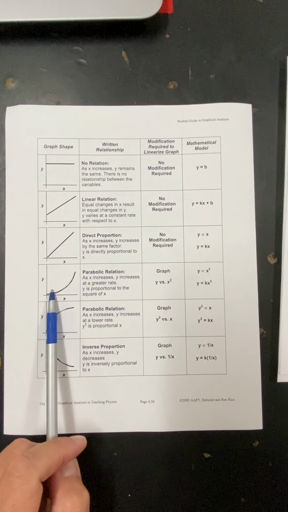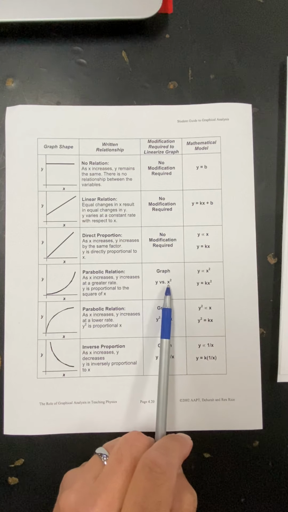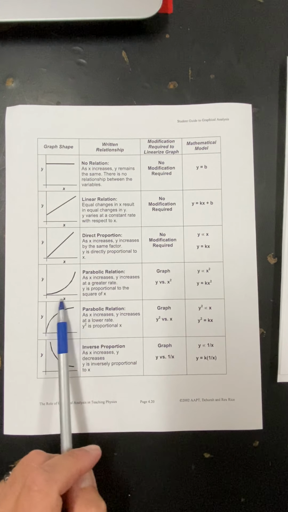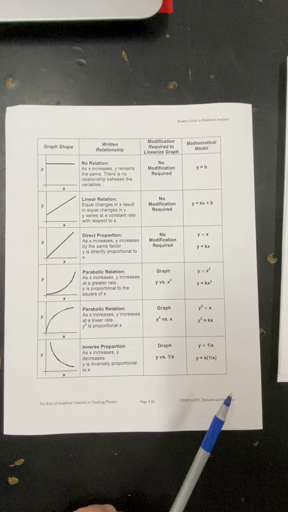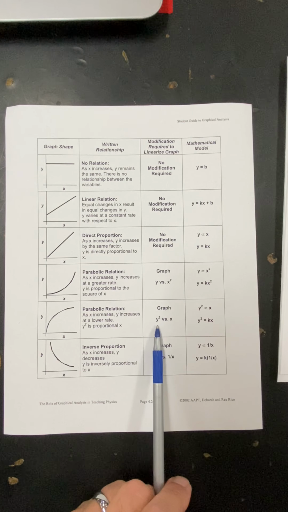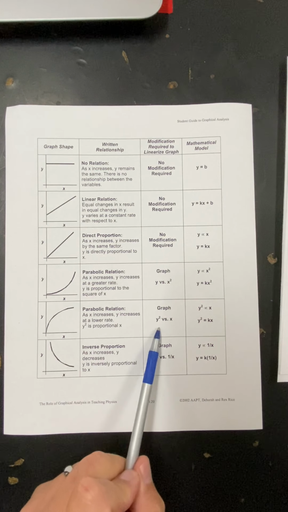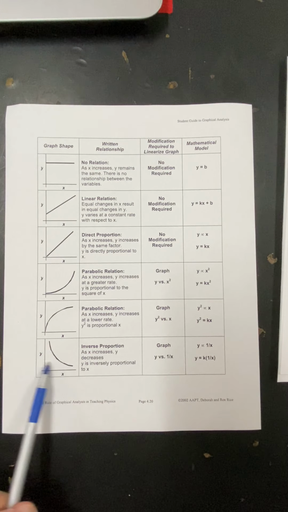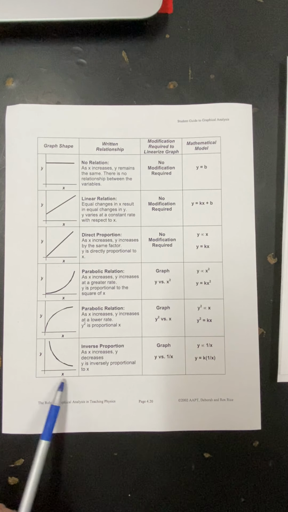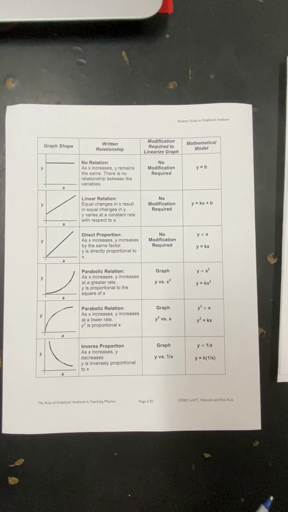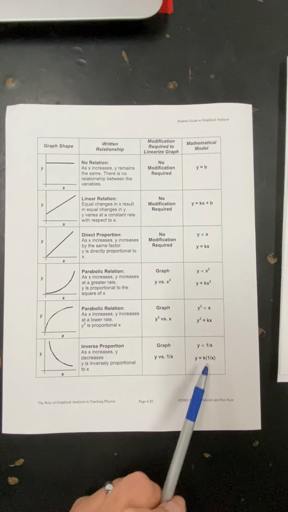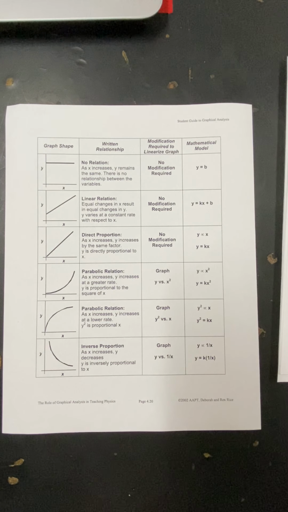So what if you get this? Well, graph y versus the square of x. These x's aren't keeping up with these y's, so square them and replot. Graph y squared versus x. These y's aren't keeping up with the x's. Square them. There you go. What if it looks like this? Maybe plot y versus the inverse of x, or the reciprocal of x. And then write an equation.